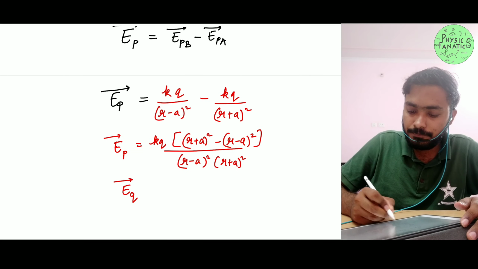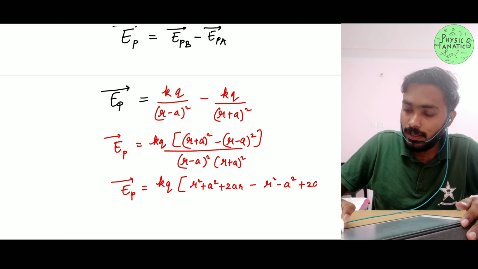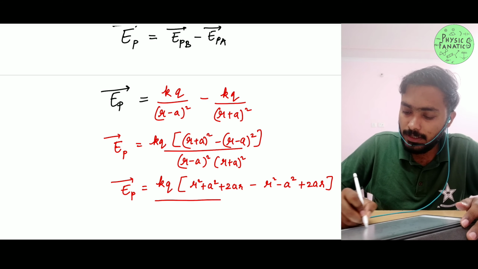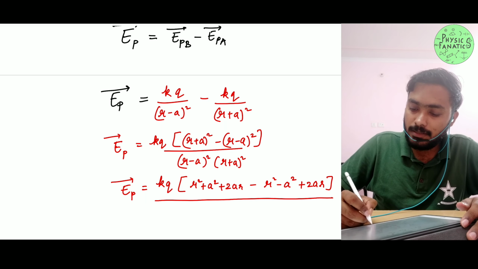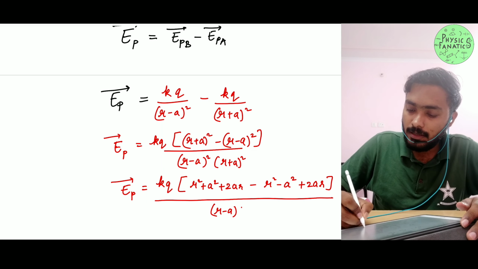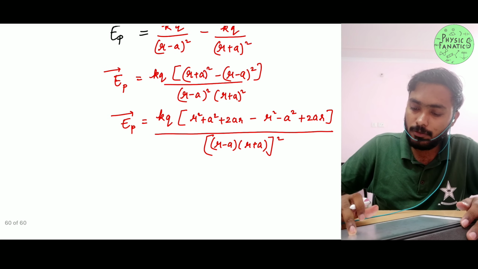So this will be EP, and this will be kq times R square plus A square plus 2AR minus R square minus A square plus 2AR, right? I hope I'm doing it right. And the denominator I can write as (R minus A) times (R plus A) whole square. I hope that's understandable.